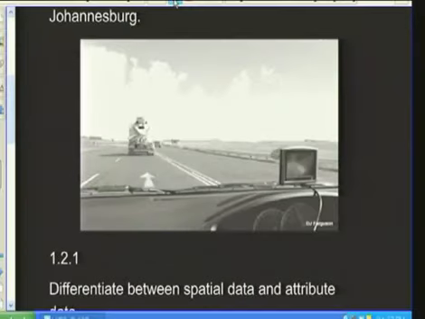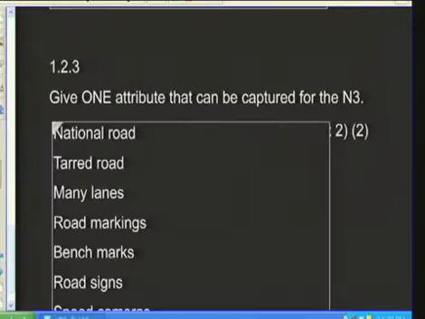And here we could use things like, well, what kind of road is it? We can see that it is a tarmac road. It's not a dirt road. We can see that it's got multiple lanes. We've got 2 in each direction on this particular case. And the fact that it is the N3 or National 3 tells us that it is a main highway. That is what we mean by attribute data. And those are the answers that we could use to answer this question.